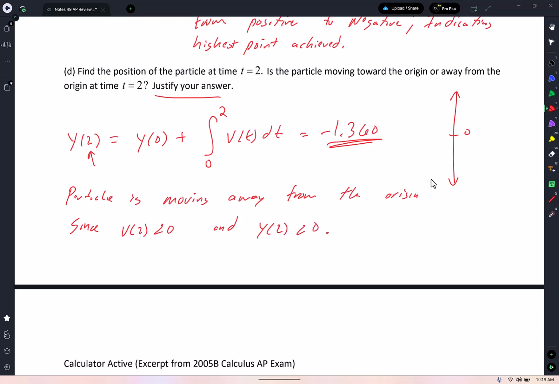No, I wouldn't say the same signs for this one. I guess you probably could get away with it, but I would not on this one. I would just say they're both negative, or you're below the origin and the velocity is negative, hence you're moving away from the origin. If you want to be more specific, you can say your particle at 2 is negative 1.360 and your velocity is negative, hence you're moving away.